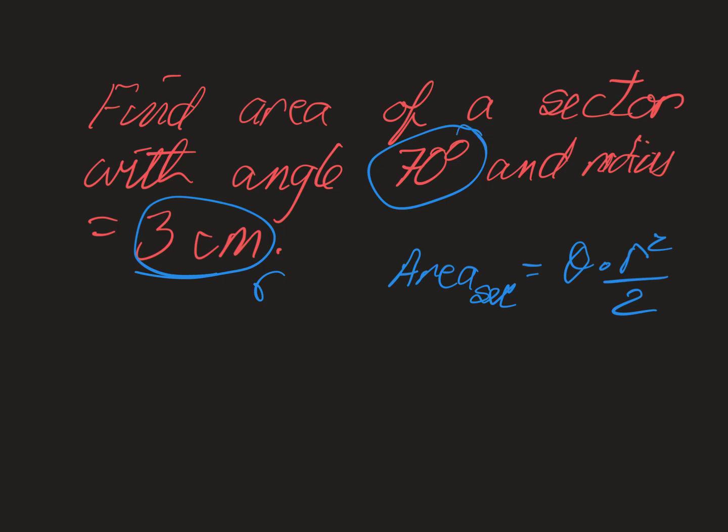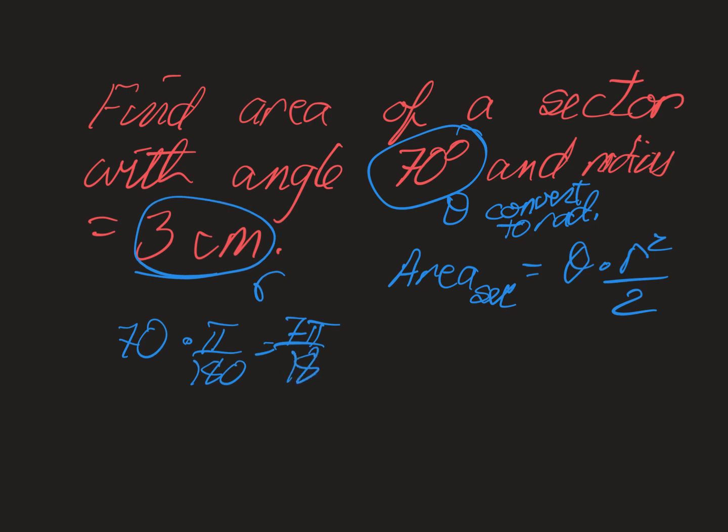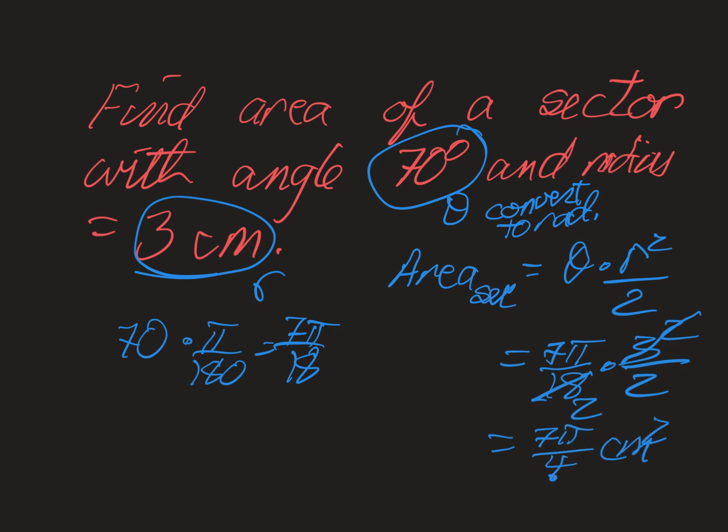And I know the 70 degrees is our theta, but I need to convert to radians. So I take the 70, once again, multiply times pi over 180, and in this case, I get 7 pi over 18. This then becomes 7 pi over 18 for the angle times 3 squared over 2. And 3 squared is 9. And 9 will cancel with 18 and leave 2. And so in this case, we get 7 pi over 4 centimeters squared because we squared the 3. So our units will be centimeters squared.